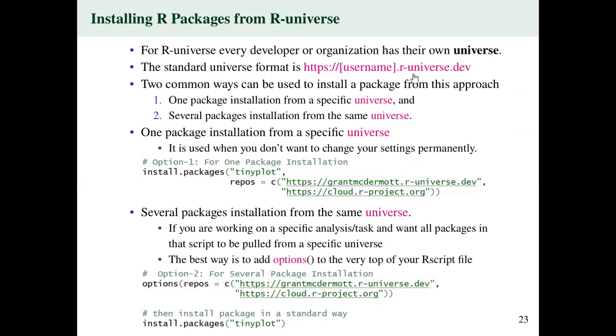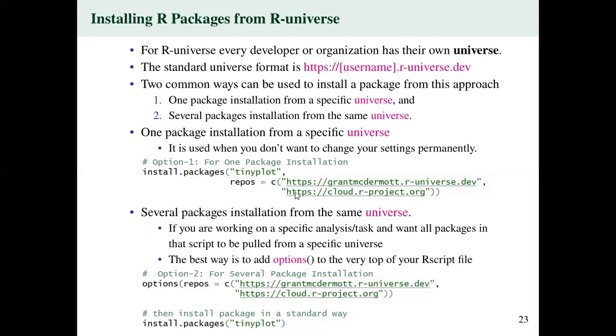The standard R Universe URL is in this form. It always starts with HTTPS and then the username. That username is from GitHub, and then .r-universe.dev. And then you will use the same command for install.packages. But down here, you will be required to use the option repos for repository, specifying that, like in that case, the username is this guy, Grant so-and-so. I cannot pronounce this precisely, but the R Universe development.